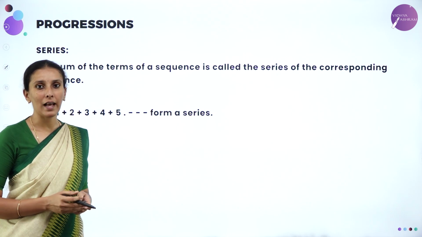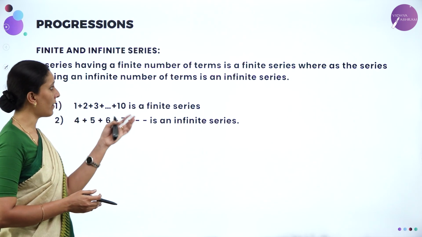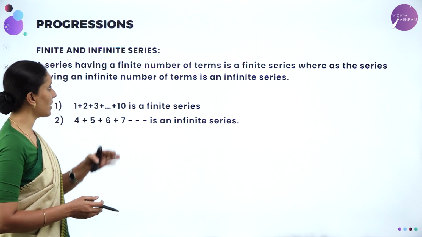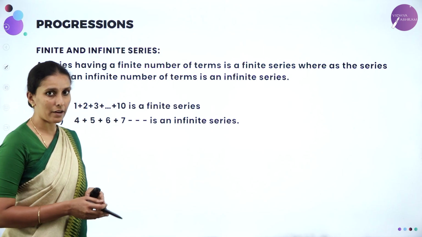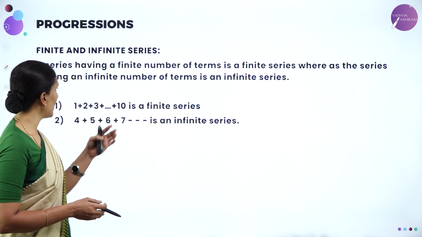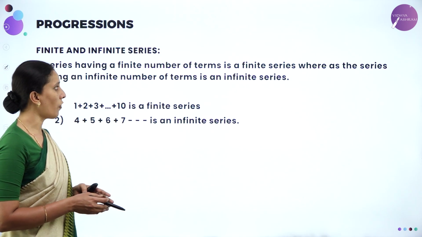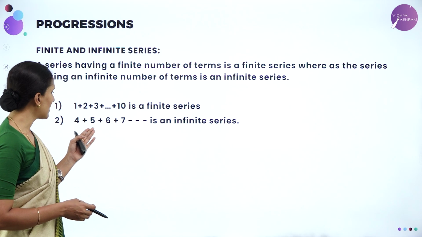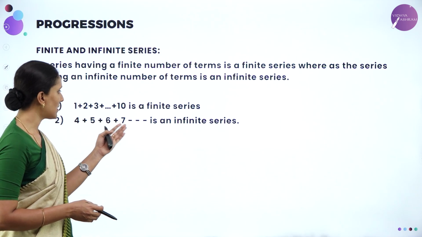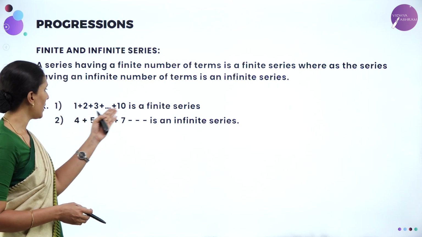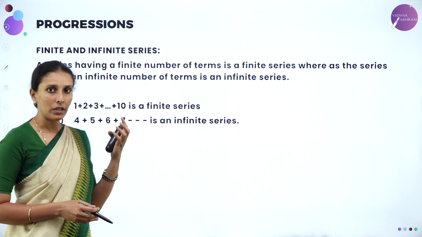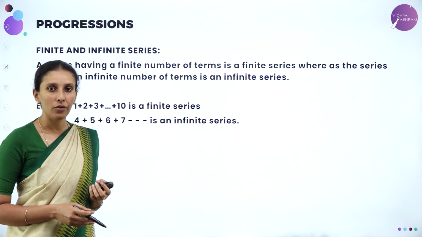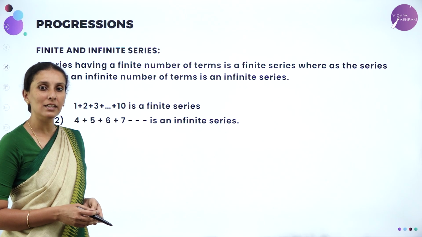And here also we will have finite as well as infinite series. A series having a finite number of terms is a finite series, whereas the series having an infinite number of terms is an infinite series. An infinite series is, for example, 4 plus 5 plus 6 plus 7, etc. And here we have taken a sum from 1 to 10. So here the numbers are finite. Therefore the sequence as well as the series is finite.